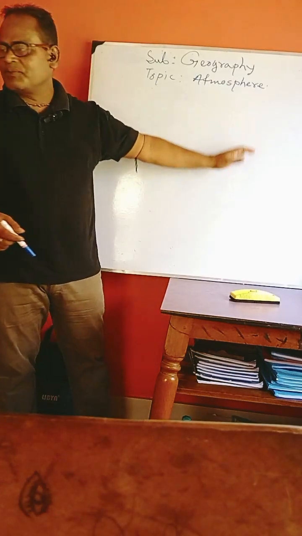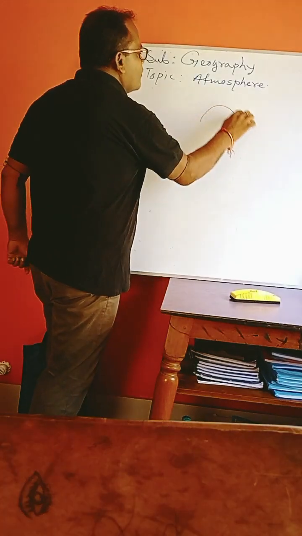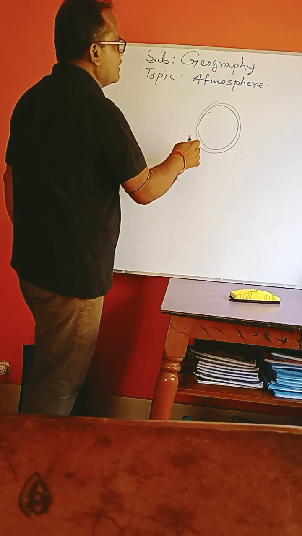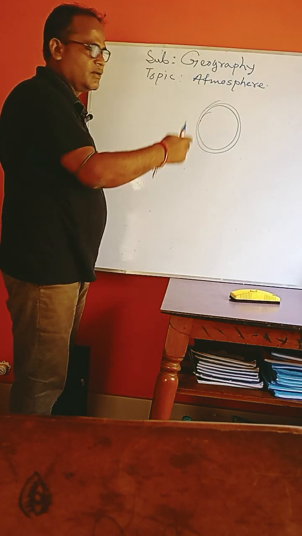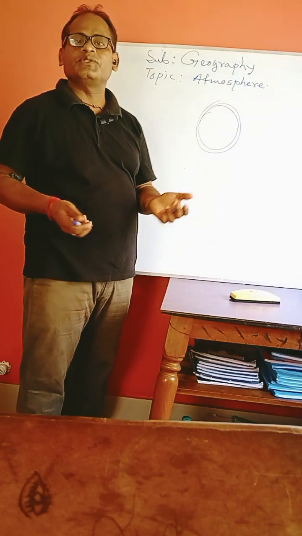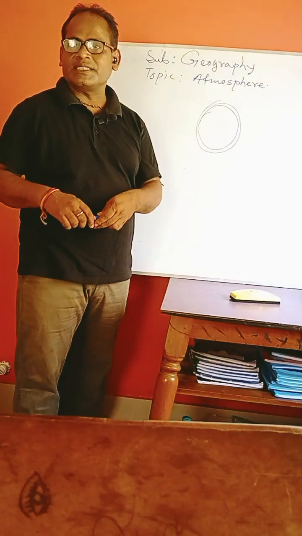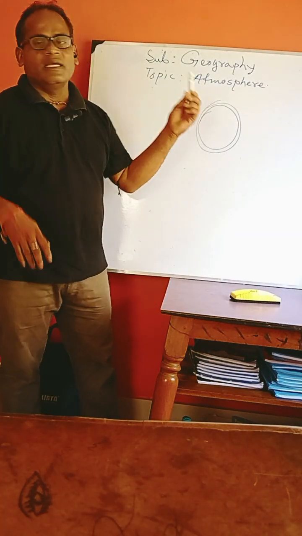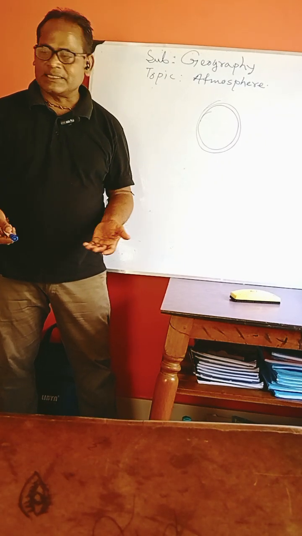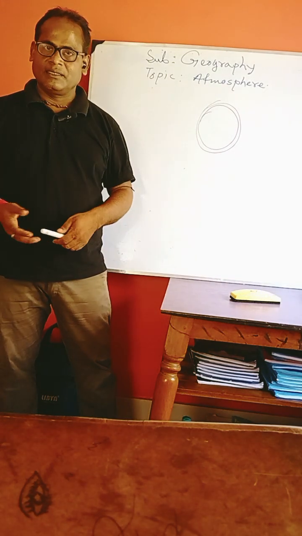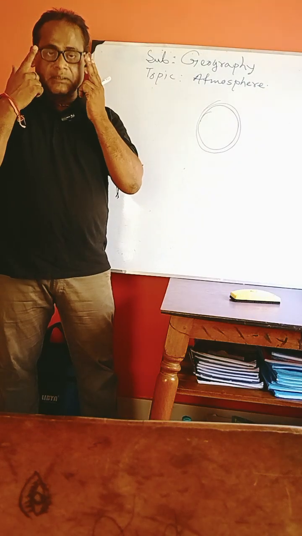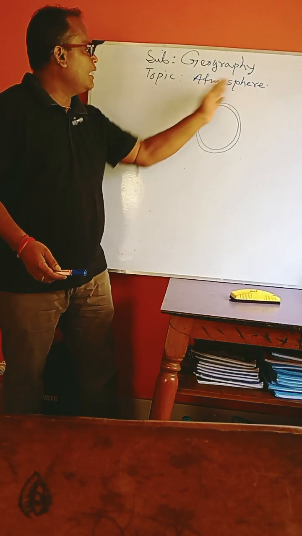The same thing, like I've told you, I'm just telling you more about atmosphere. When I defined atmosphere, I said the atmosphere is a thin layer of air that surrounds the earth. When I am giving you information about the composition of atmosphere, I am giving some more information. I am telling you atmosphere is a thin layer of gases that surrounds the earth. Understood?